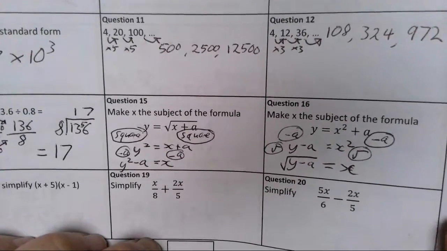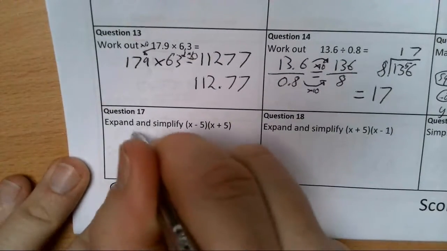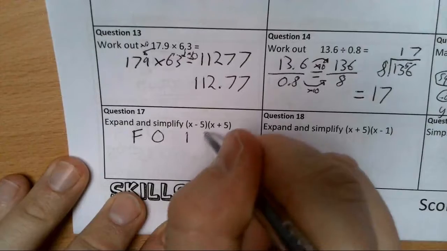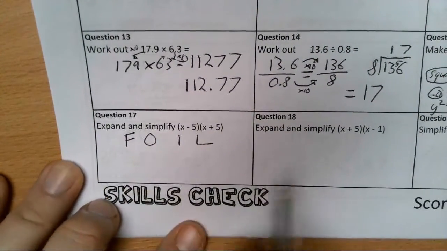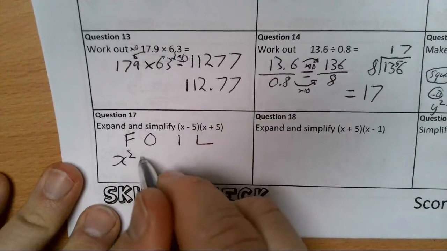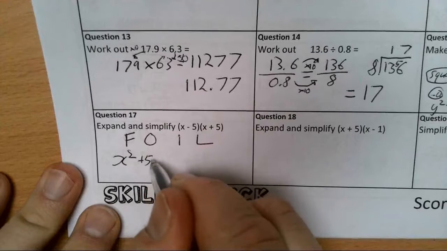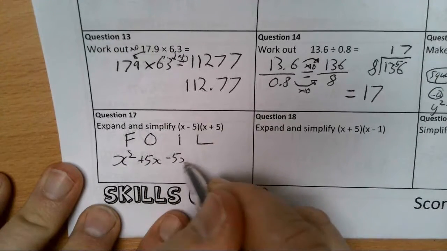Question 17. Expand and simplify. So I want a quick FOIL. F-O-I-L. First, outer, inner, last. If you've got a different method, that's fine. First, x times x gives me x squared. X times 5 gives me plus 5x. Minus 5 times x minus 5x.